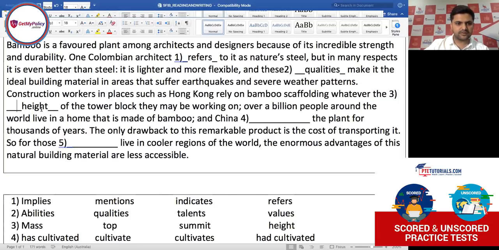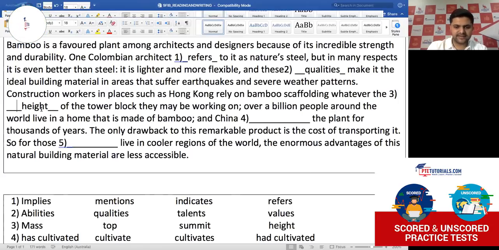Over a billion people around the world live in a home that is made of bamboo, and China dashed the plant for thousands of years. So now, if you look at the flow of the information, it starts with construction workers using bamboo at all heights, and a billion people around the world also live in homes that are made of bamboo. So this information again talks about the use of bamboo. So China dashed the plant for thousands of years.